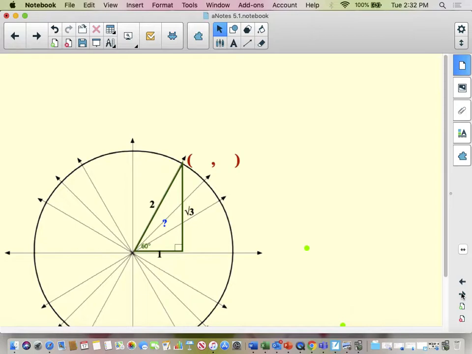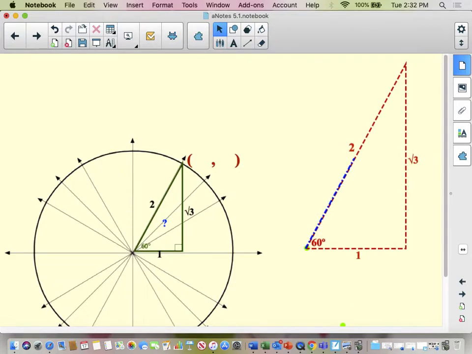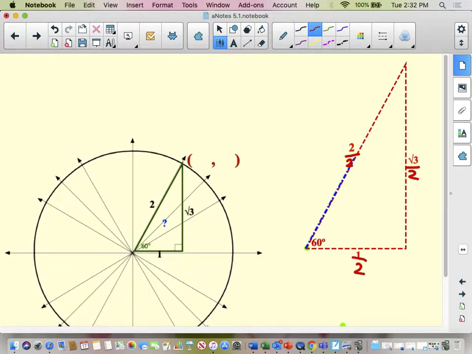Last but not least, 30, 60, 90. Again, on a unit circle, I need the radius to be 1. So right now it's 2. To fix that, I divide everything by 2. Easy fix.